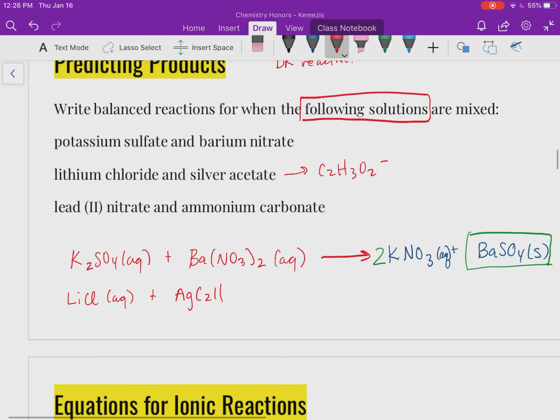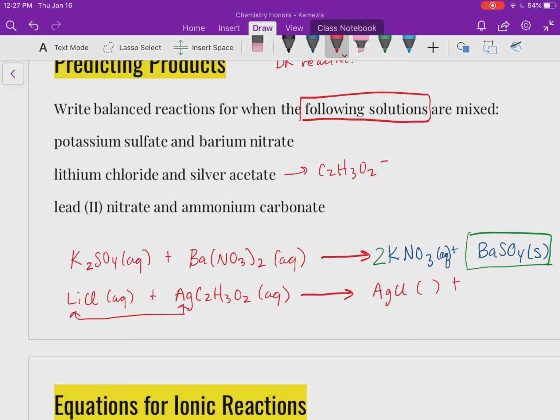So we have silver C2H3O2, and that's aqueous. Again, these are solutions. They tell us they are solutions, but you can check the solubility rules. Both of these would come out to be aqueous. And when we predict our products, the cations switch places. So silver +1 going with chloride -1, AgCl.